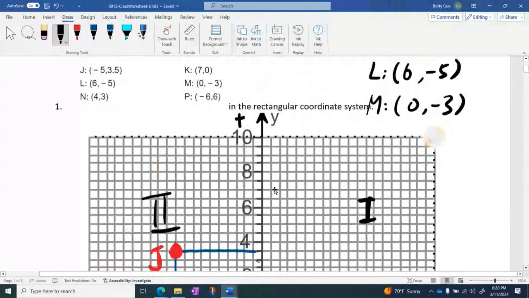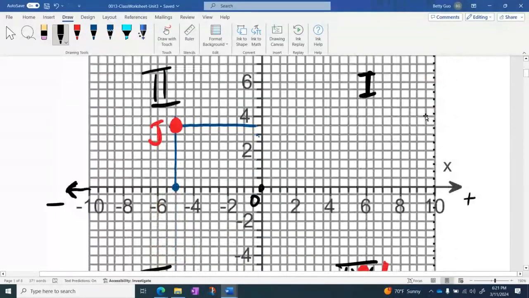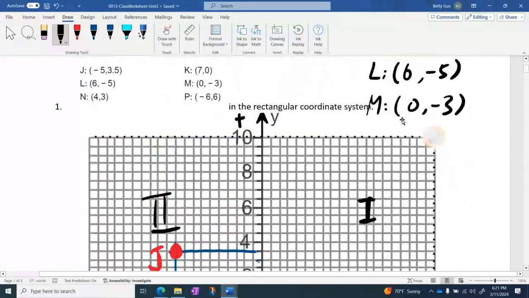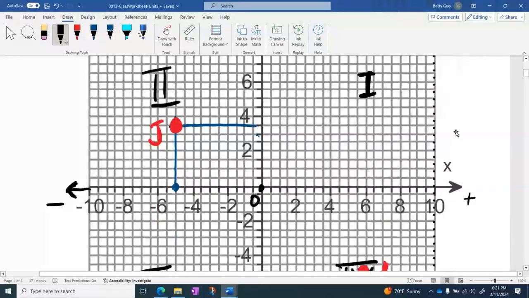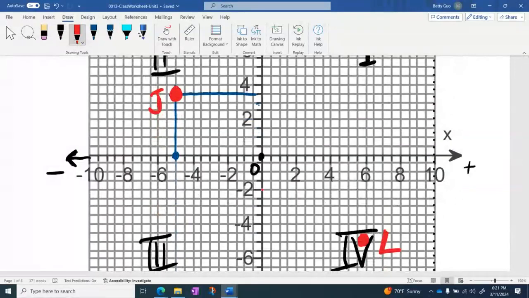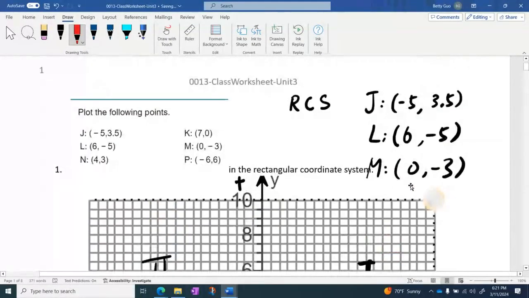And vertically, the point is 3 units below the origin. So this is what I do to find the point M. We know the x coordinate is 0, means the point is on the y-axis. Y value is -3, means the point is 3 units below the origin. This is 2, this is 4, this is 3. So if the ordered pair has x value 0, then the point is on the vertical axis. One more.